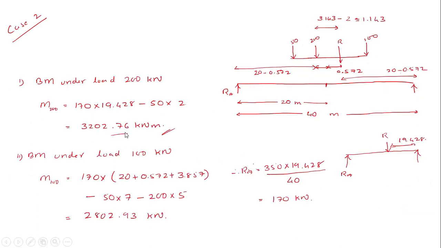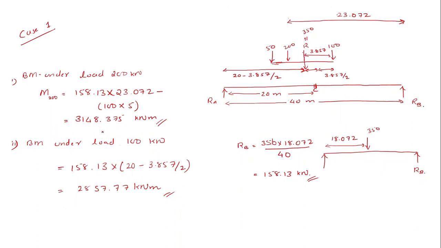Then 3202.76, and then 3148.375. Therefore, maximum bending moment will be equal to 3202.76 kilonewton meter. The answer. Now, depending upon the number of cases, one or two may be ignored. Okay, that depends upon this. The same problem as such can also be solved using influence line diagrams. Okay, if you want, maybe I'll take an additional lecture regarding that part.